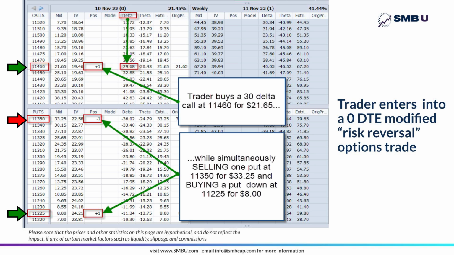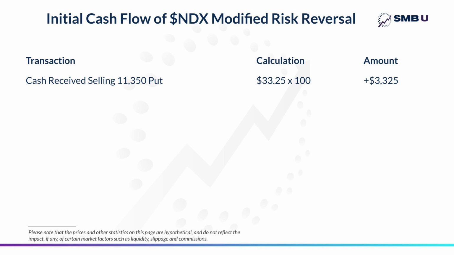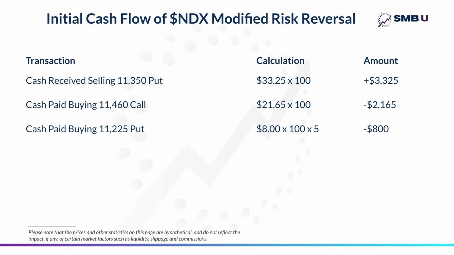Now, let's take a look at the cash flow first of this trade. Starting with the only option that we sold, in this case the 11,350 put, as you can see from the calculation, we brought in $33.25 in cash. But then we turned right around and bought that 11,460 call, which cost us $21.65. And we also bought that protective 11,225 put for $800. And so netting it all down, we end up again with positive cash flow of $360 when initiating the trade.